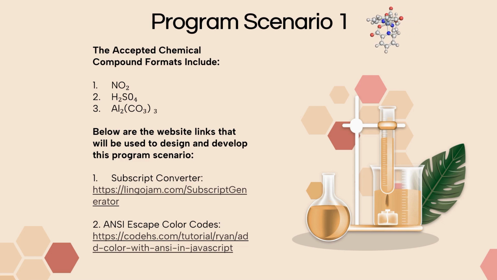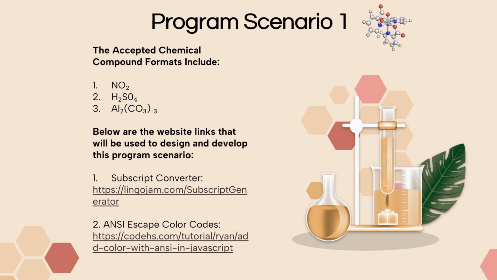Another important thing that we're going to be using to design and develop this program based on the scenario is the website links below, because they would be used to convert numbers into subscript values since we're dealing with chemical compounds, as you've seen in the formats already at the top. So the first one we have here is the subscript converter, which is a website that converts numbers into subscripts in case you don't have that extension or format on your keyboard. You can use this website to just get the numbers into subscript values.